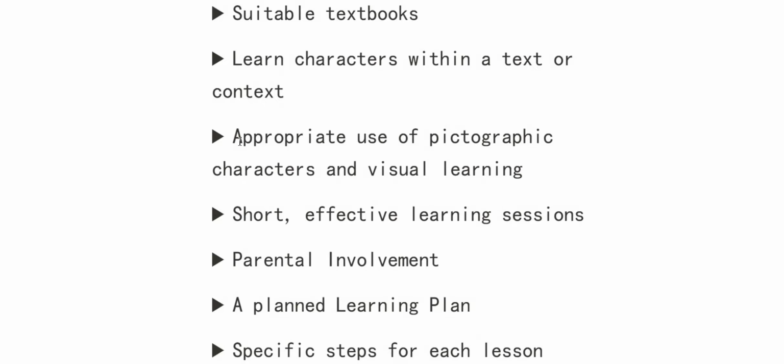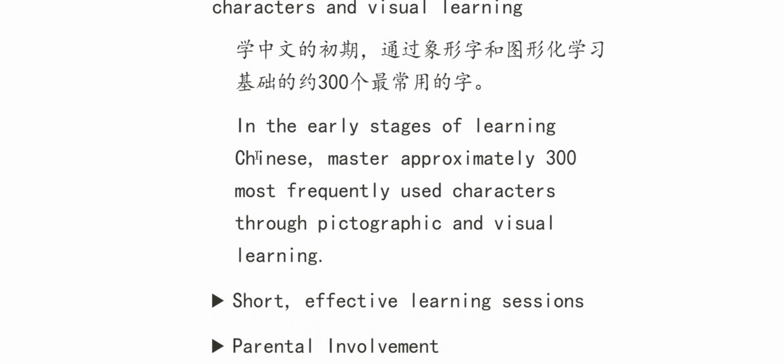Third, appropriate use of pictographic characters and visual learning. In the early stage of learning Chinese, master approximately 300 most frequently used characters through pictographic and visual learning. So this method will be used to learn the first 300 most frequently used characters at the beginning.